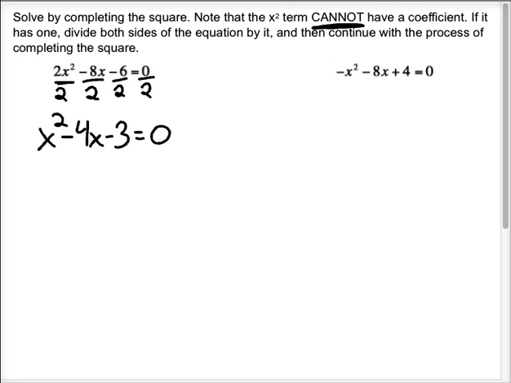Now this time I don't have all the steps labeled out for us, so let's just make sure we can run through and do each of those steps. So step 1. Step 1 says move the constant over. So I'm going to add that 3 to the other side. So that's my step 1.